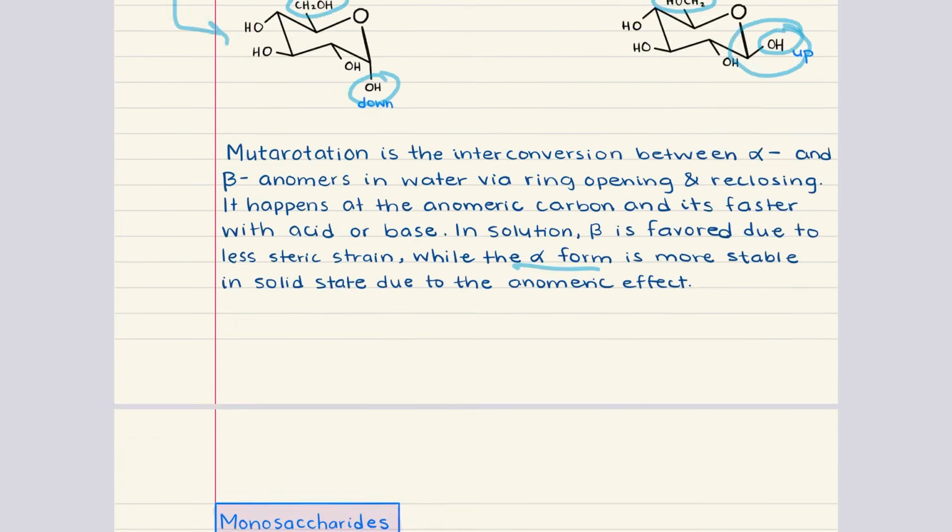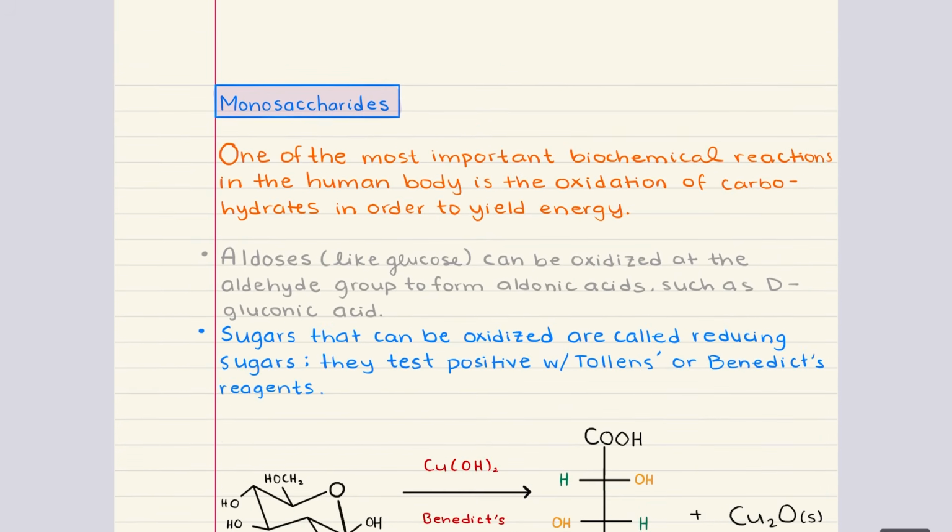We've now completed Objective 2, and we can move into Objective 3. Here we're going to discuss the chemistry of monosaccharides, including how they participate in redox reactions, how they form esters, and how they connect to other sugars through glycosidic bonds. One of the most important biochemical reactions involving carbohydrates is oxidation. Oxidation allows the body to harvest energy from sugars.